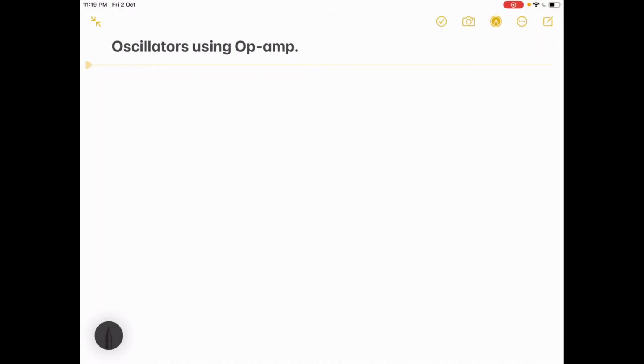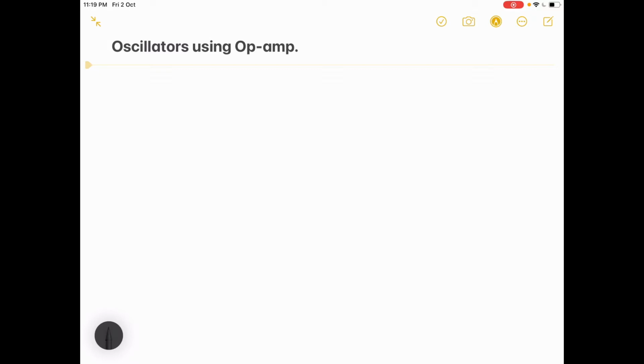Hello everyone. Today we are going to learn about oscillators using op-amp. An oscillator is a circuit which generates a repetitive waveform of fixed amplitude and fixed frequency without any input signal. It has a feedback amplifier in which a part of the output is fed back to the input via a feedback circuit. Okay.